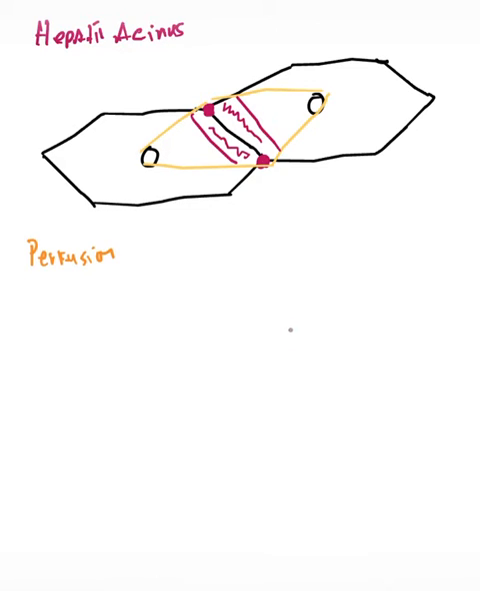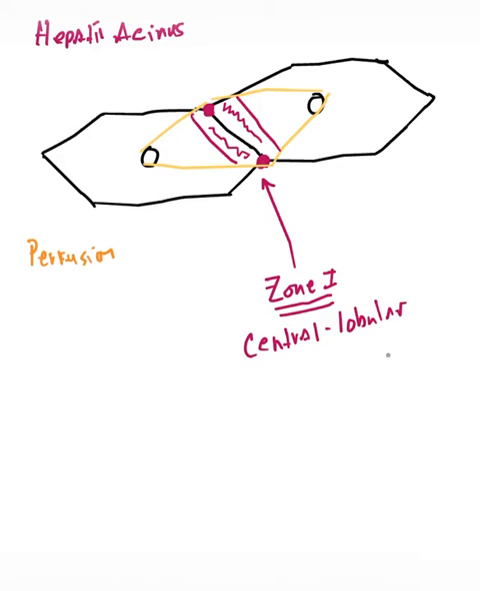It's going to receive high amounts of oxygenated blood. And so that area that's directly in between these two triads, that's well perfused, we call zone 1 of the acinus. Okay, zone 1 of the acinus. This zone 1 is also known as the central lobular zone, or the periportal zone, or zone 1.